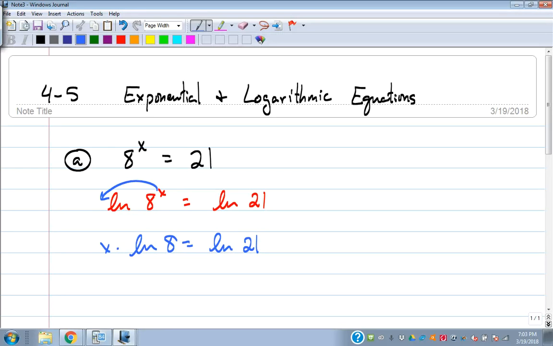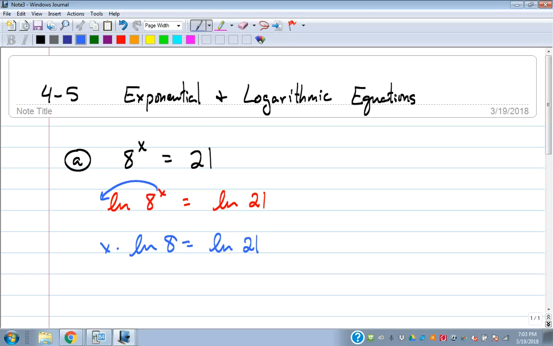Here's what you've got to know. Natural log of 21, what is that? Is it a pumpkin? Is it an Easter egg? Or is it a number? It's a number. Natural log of 8 is just a number. It's a decimal number that's real ugly, but it's a number.